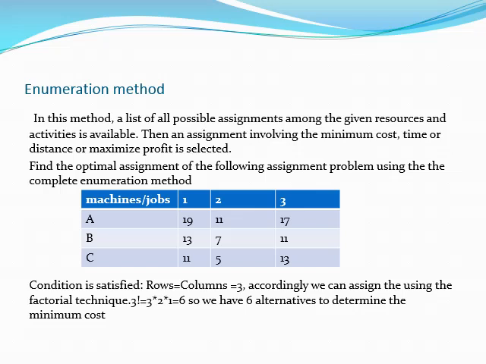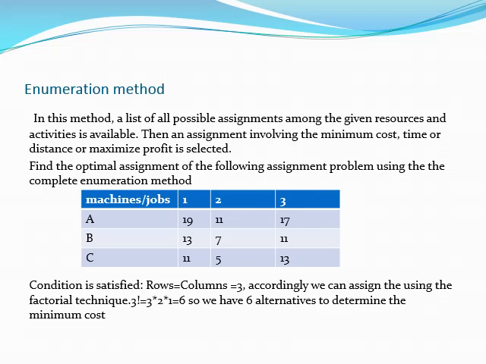Machine A, machine B, machine C. These three machines have to implement three jobs: 1, 2, 3. The condition of application of this method is satisfied: number of rows equals number of columns equals 3.